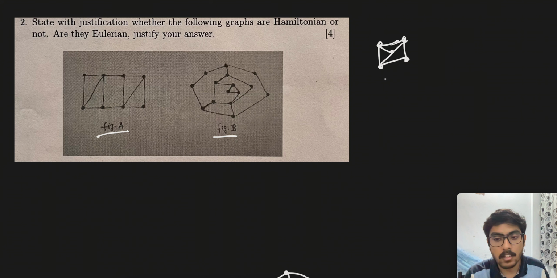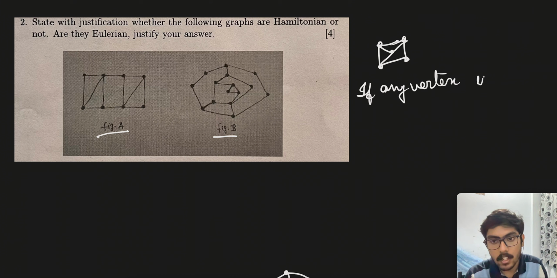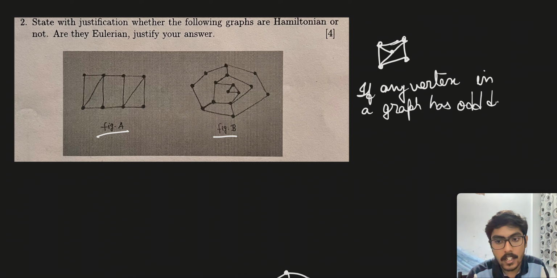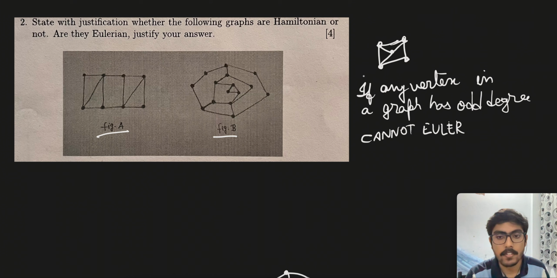So a rule which you can keep in mind is that if any vertex in a graph has odd degree, meaning the number of edges incident on that vertex is odd, then it cannot be Eulerian, or an Euler graph. So it is a standard result we can follow.